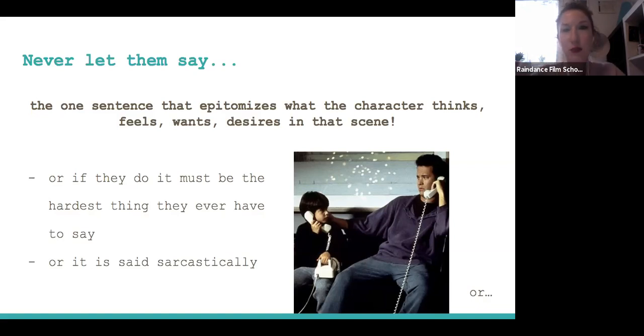And that is what you should try to do. When you know exactly what the scene is about, then avoid having the character say word by word what it is about.